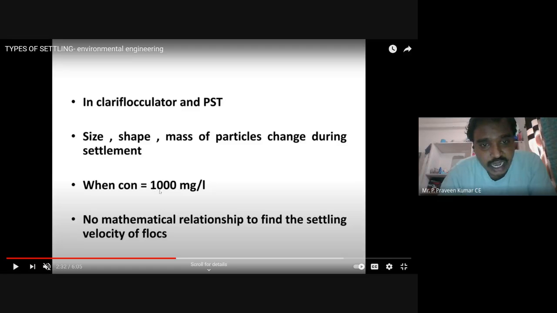When the concentration is 1000 mg per liter, there is no mathematical relationship to find the settling velocity of floc. Here, mathematical relations are not going to be found for the settlement of these different types of floc. That is about flocculent particle settling.